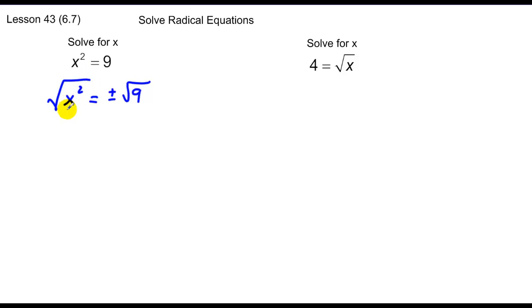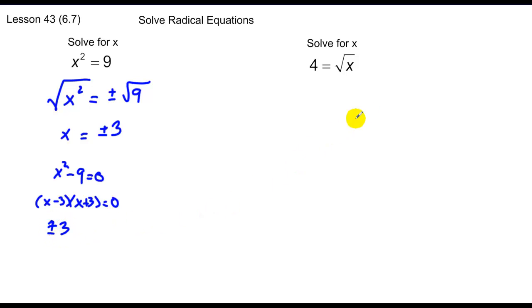So the square root of x squared is x, and that's going to be equal to plus or minus the square root of 9, which is plus or minus 3. As we also know, this can also be done by setting it equal to 0 and factoring in this case, but this is the rare case where a problem like this can be done using factoring. But in either case, you've seen it. So we have plus or minus 3.